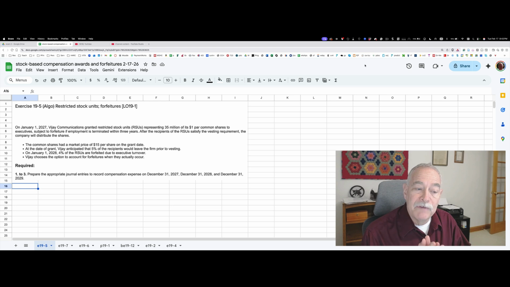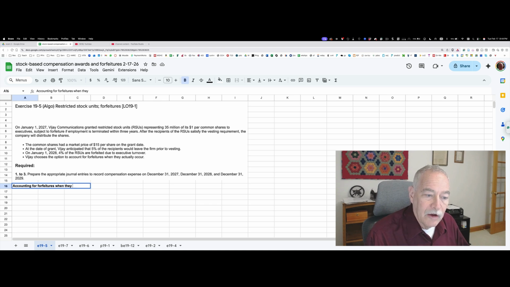At the date of the grant, VJ anticipated that 5% of the recipients would leave the firm prior to vesting. On January 1, 2028, 4% of the RSUs are forfeited due to executive turnover. VJ chooses the option to account for forfeitures when they actually occur. So let's write that in here. Accounting for forfeitures when they occur. That's what we're talking about here.